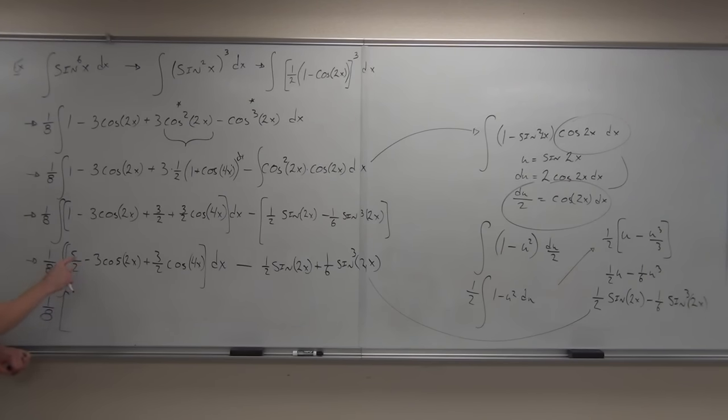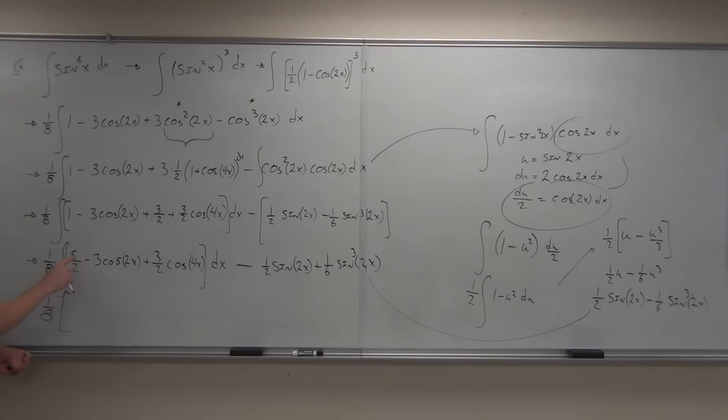Does it help to know your trig identities? Because if you didn't know that, look at this. You know how to do cosine to evens, don't you? You'd have to do this one independently, and then you'd have to put them all together. But if we know our identity, we go, oh, hey, look at that. That's cosine. Can you do this? That's now a piece of cake.